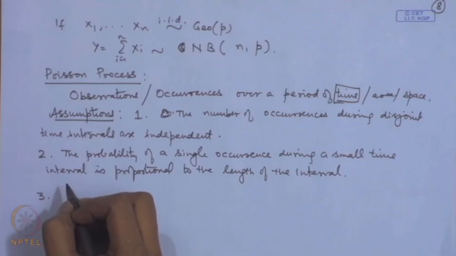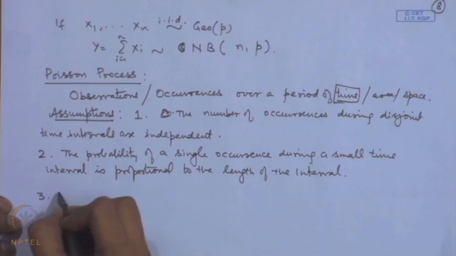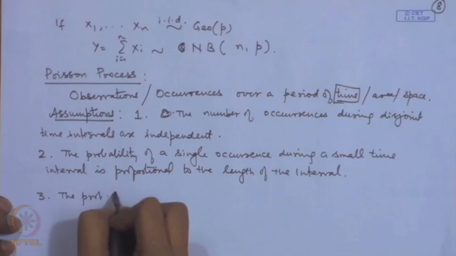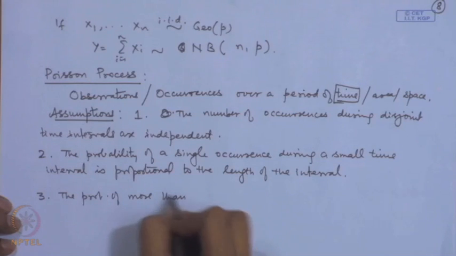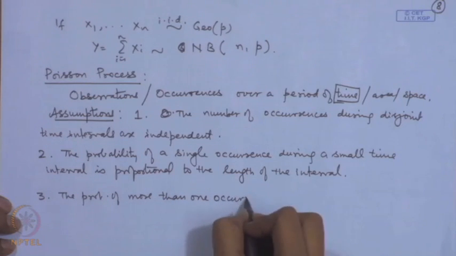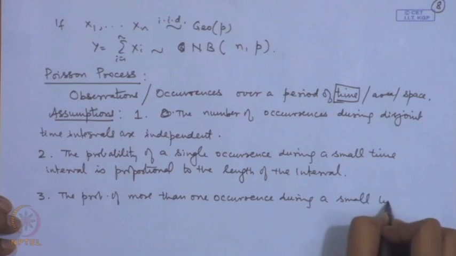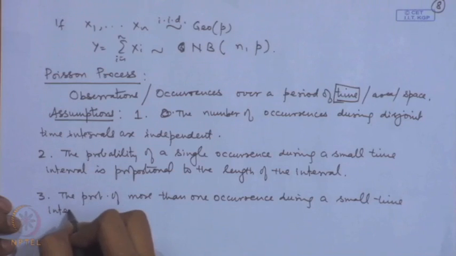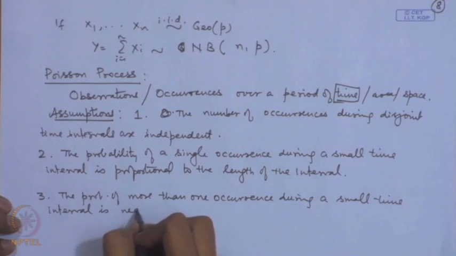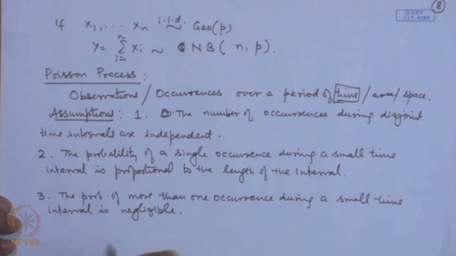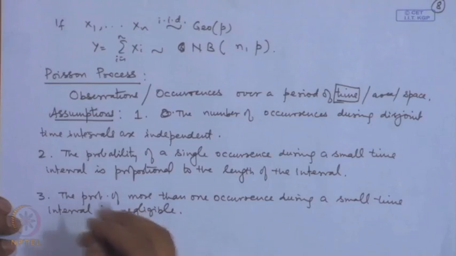And the third assumption is that the probability of more than one occurrence during a small time interval is negligible. That means more than one occurrence during a small time interval is negligible, or it is very, very small, or it can be ignored. Let me introduce some notation to express this.